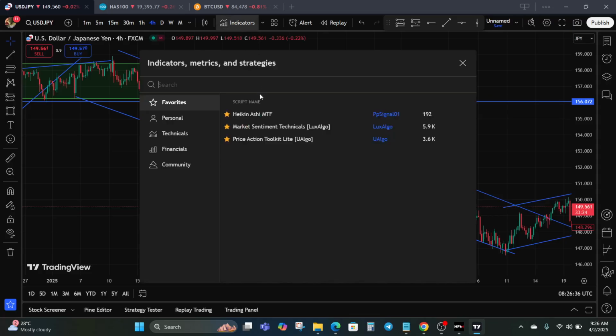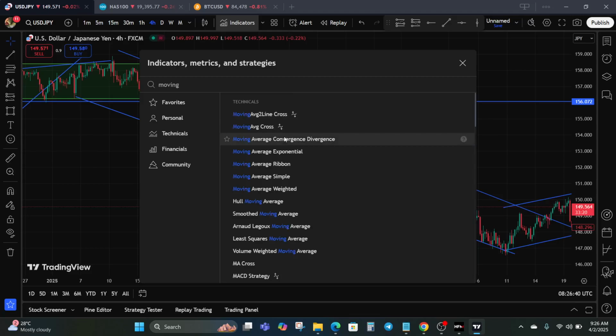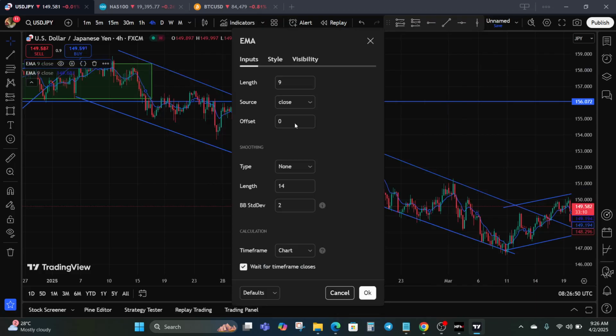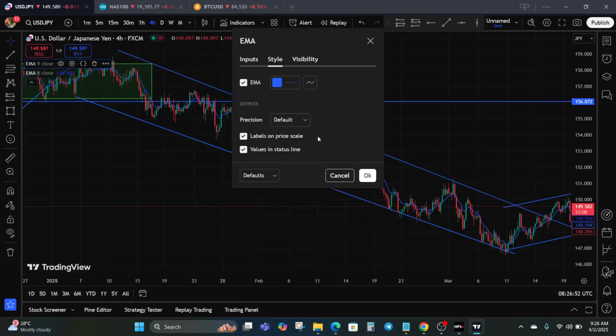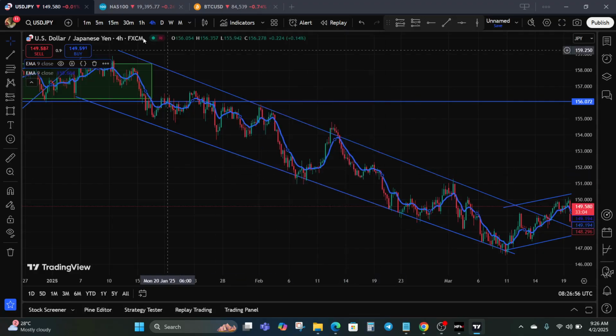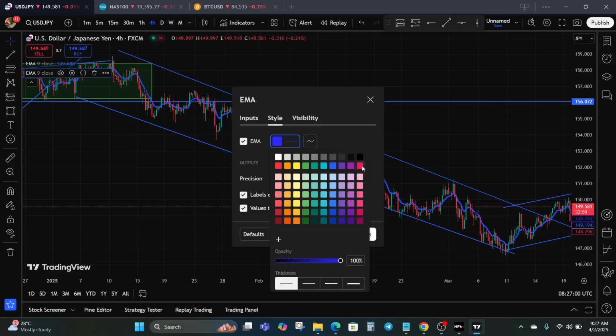Let us add the 9 EMA and the 50 EMA to the chart, for example. All right, this is the 9 EMA. Let's just increase the thickness, and then this is the 50 EMA. Let's change the color and increase the thickness.